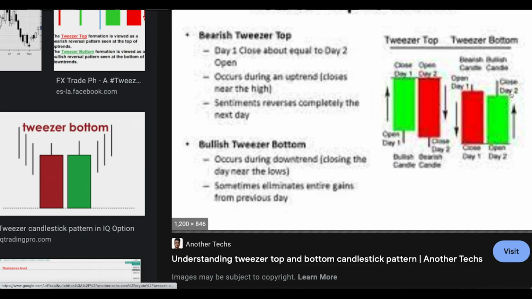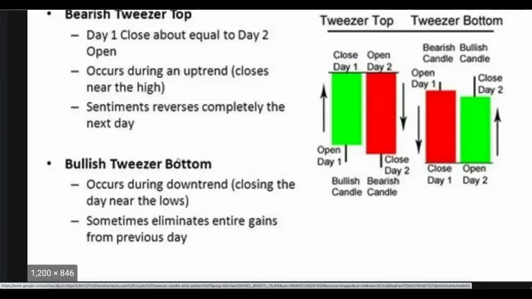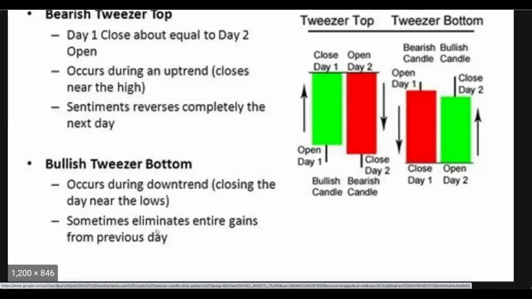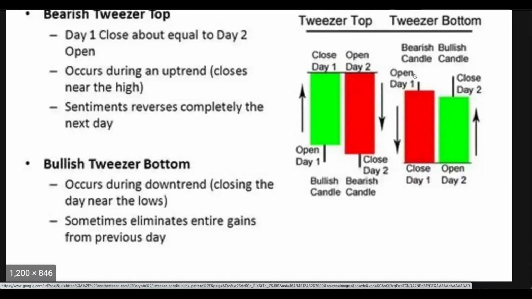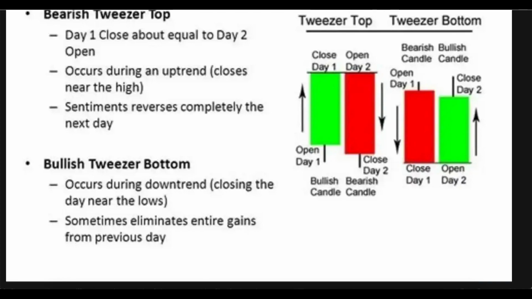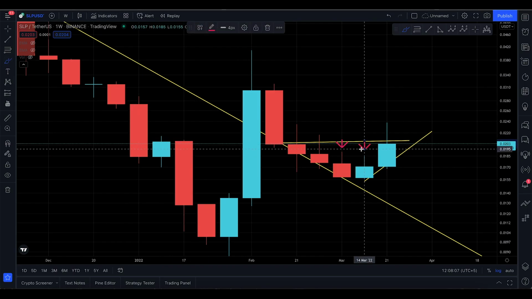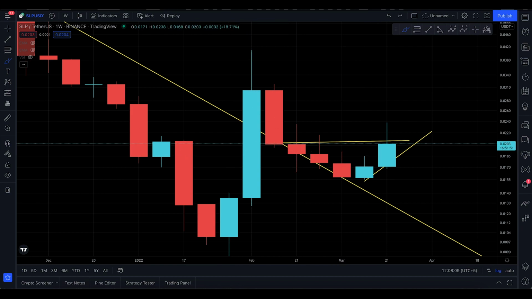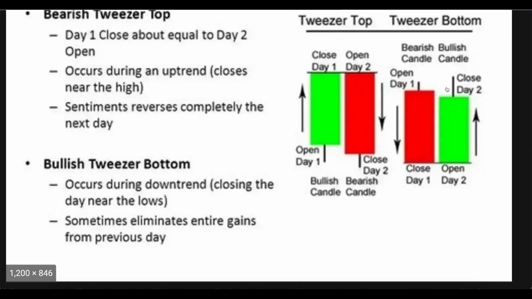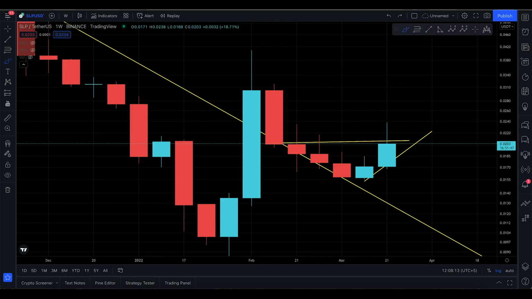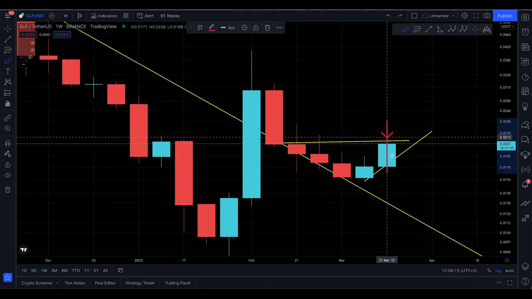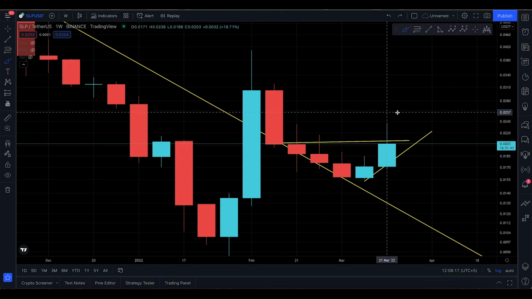Yeah, this one. So here we are, and you can see a bullish tweezer bottom occurs during a downtrend, closing the day near the lows. Sometimes it eliminates the entire gains from the previous day. So you see that when you go down like this, you make one green candle a little bit smaller, and that's what's matching right now, this red candle and this green candle. Okay, tweezer bottom right over there, and you can already see it really matching with this one right over here. You can even see it was confirmed with the next week, which was green actually.